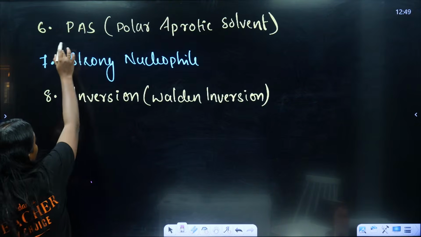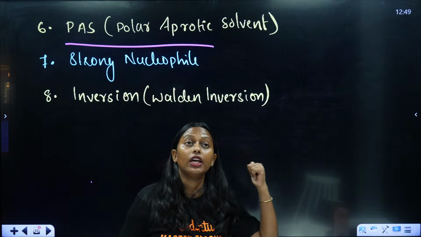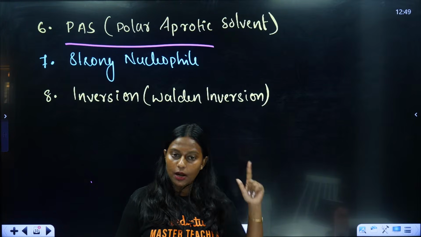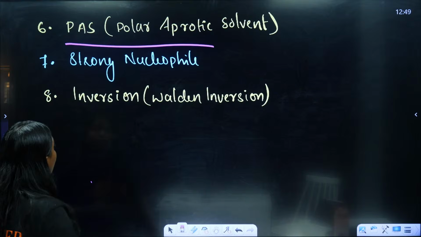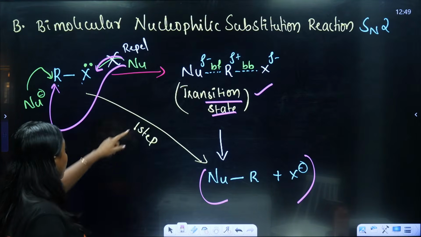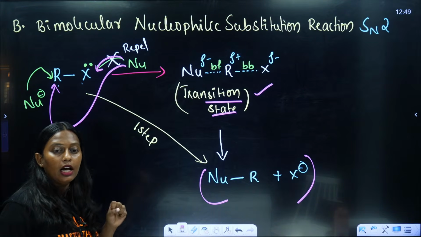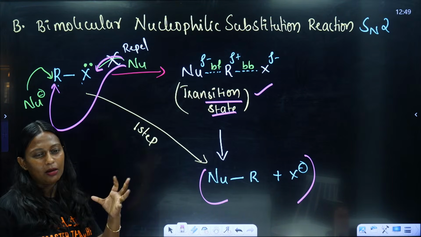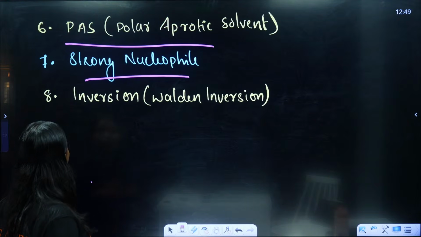So it is a polar protic solvent. No, it is a polar aprotic solvent, okay. SN1 is actually polar protic solvent, and this is polar aprotic solvent. And we need a strong nucleophile. Why? Because here the nucleophile is attacking. If you take a weak nucleophile, that attack will become weaker. So we need a strong nucleophile for this attack.